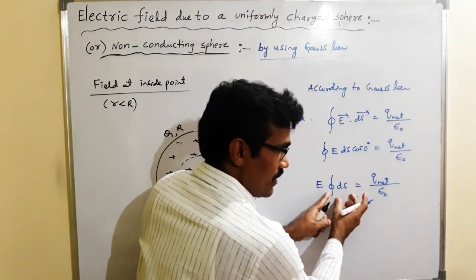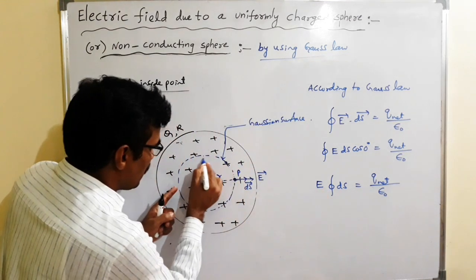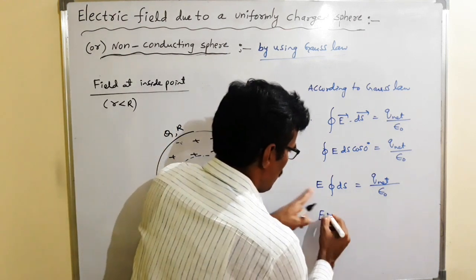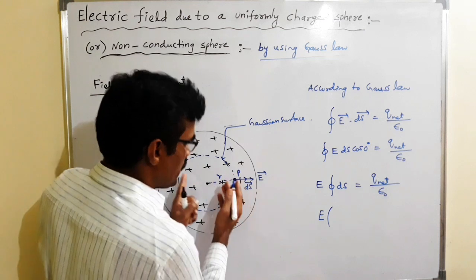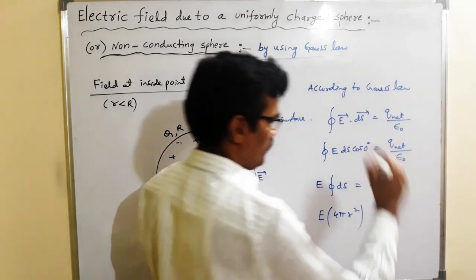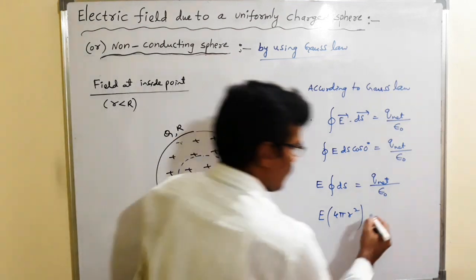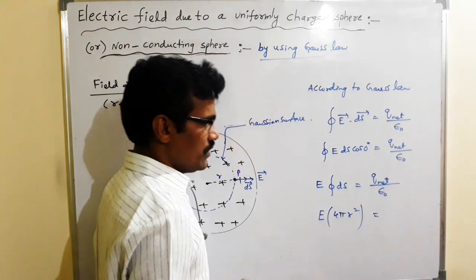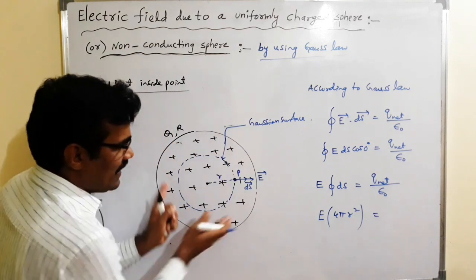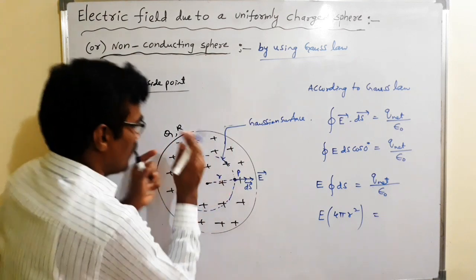Integration ds is nothing but the area of the Gaussian surface. So here, E into area. This is a spherical shape, so the area is 4 pi r square, which equals q net by epsilon naught. What is q net? Not the entire charge, only some portion is there.